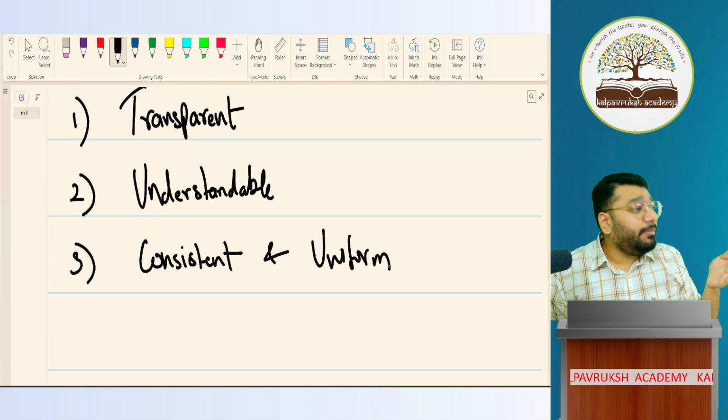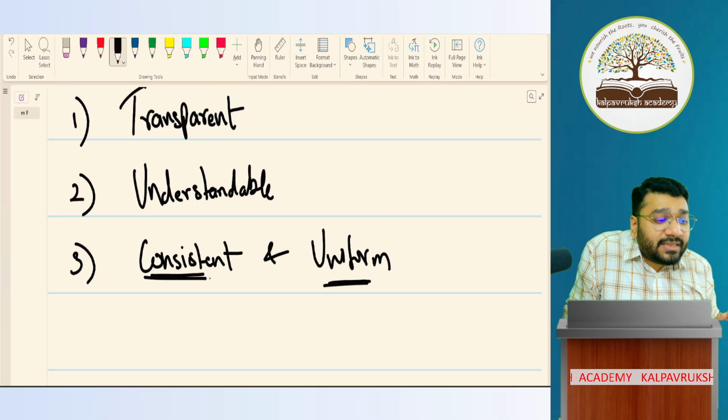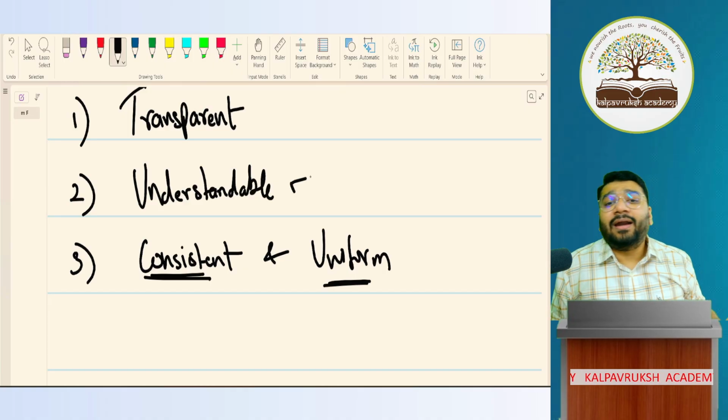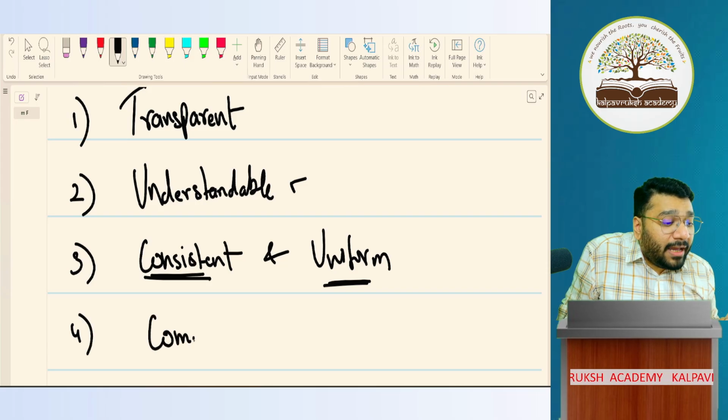So whatever accounting policies you're adopting, you have to ensure that they are uniformly followed every year and you have to be consistent with it. Got it, not got it? Only then the financial statement that you prepare is understandable. Next, fourth point. It should be comparable.